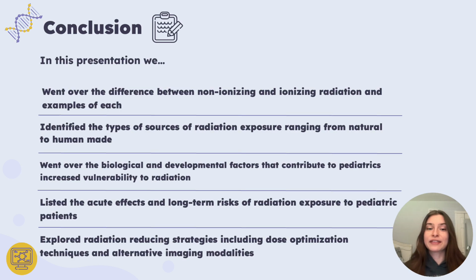So to conclude, in this presentation we went over the difference between non-ionizing and ionizing radiation and gave examples of each. We identified the types of sources of radiation exposure ranging from natural to human-made. We went over the biological and developmental factors that contribute to pediatrics' increased vulnerability to radiation. We listed the acute effects and long-term risks of radiation exposure to pediatric patients. And lastly, we explored radiation-reducing strategies, including dose optimization techniques and alternative imaging modalities.